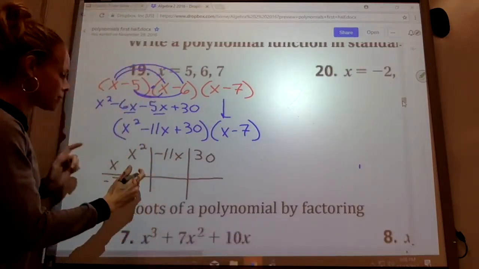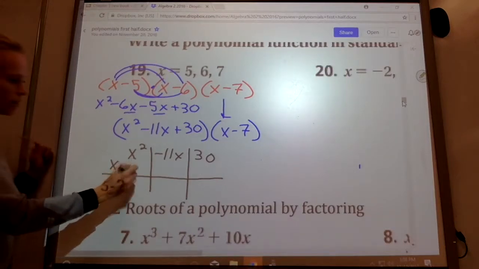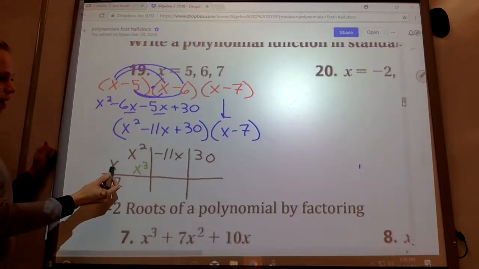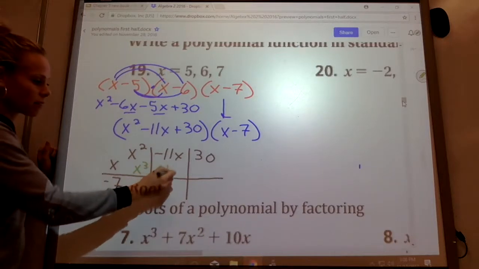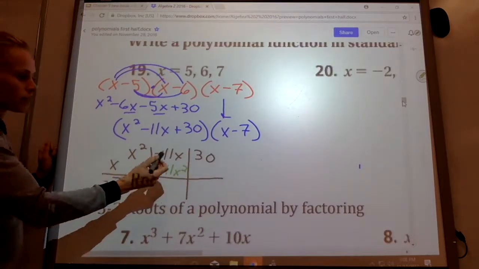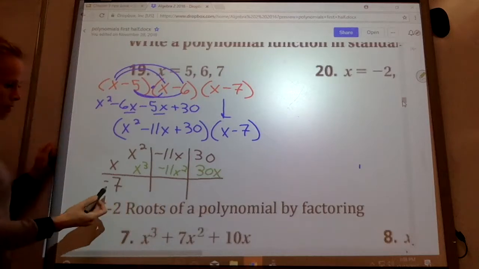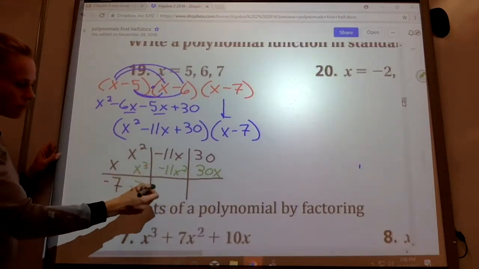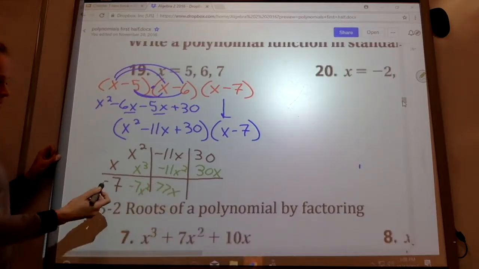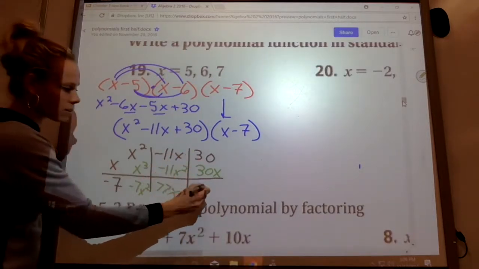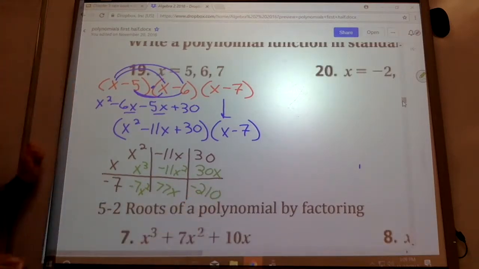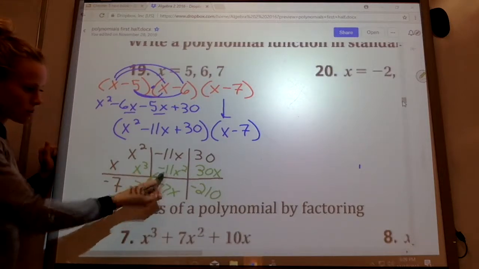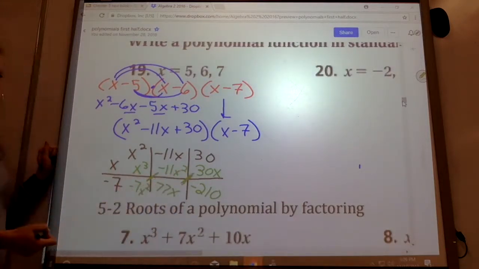So what I do then is I multiply. x times x squared is x cubed. x times negative 11x is a negative 11x squared. 30 times x is 30x. Negative 7 times x squared. Negative 7 times negative 11 is positive. And negative 7 times 30 is negative 210. So the other cool thing that happens in a table when you're multiplying is your like terms end up diagonally of each other. So you don't have to go through the line and find them.